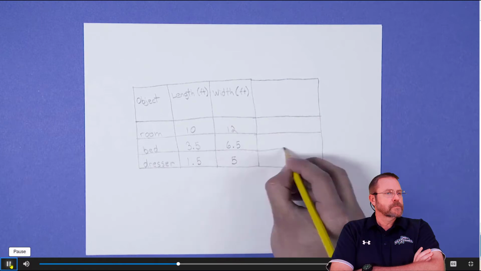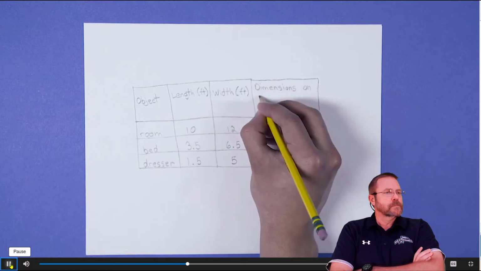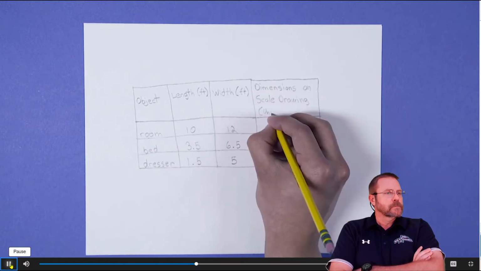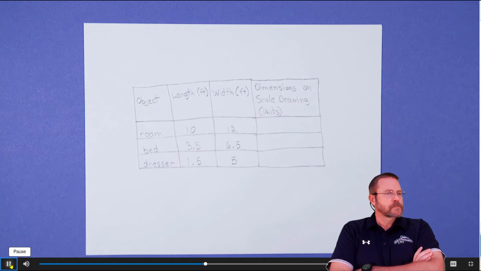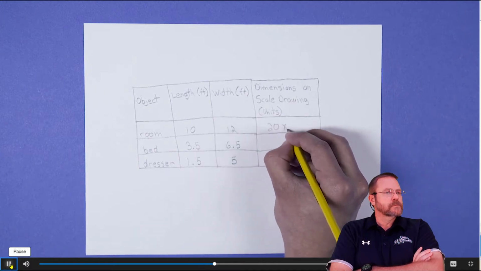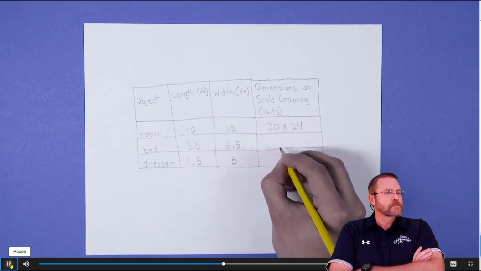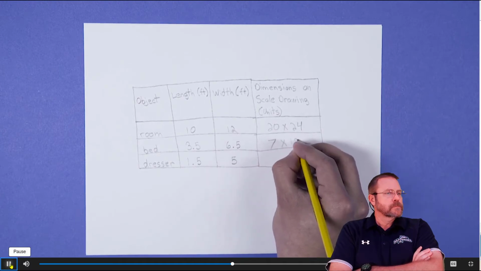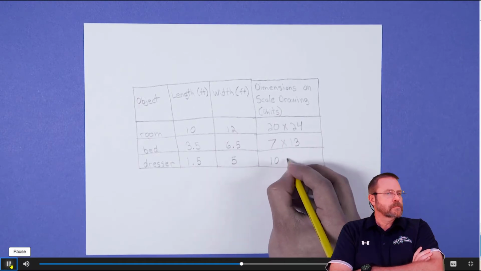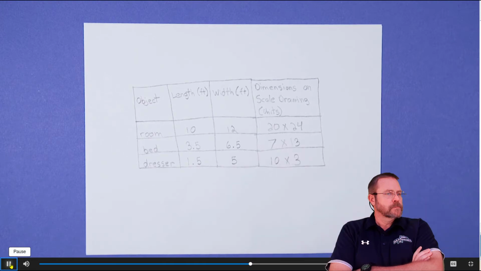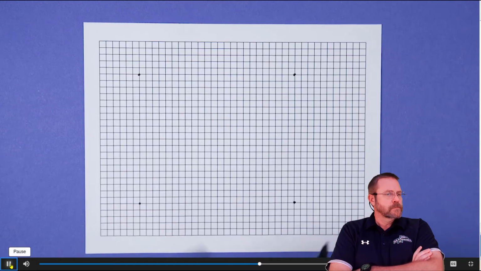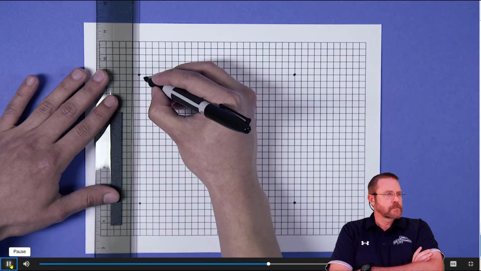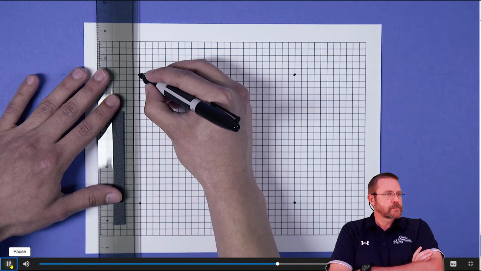Add another column to the table for the dimensions of each item in the scale drawing. Convert each measurement by using the scale. The scale for the drawing is 1/2 foot equals 1 unit, so 1 foot equals 2 units. Complete the table by filling in the new measurements. On grid paper, use a straight edge to outline the room using 1 square per unit.